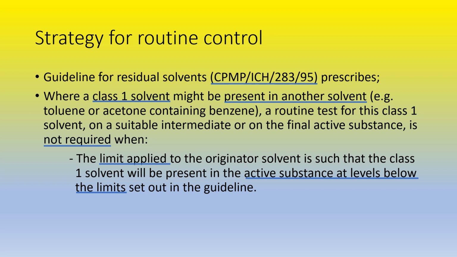500 milligrams of benzene in 1 million milligrams of toluene would work out to 0.45 milligrams in 890 milligrams of toluene in the final product. You can also refer to IS 537 of 2011, which prescribes a limit of not more than 500 ppm of benzene in toluene.